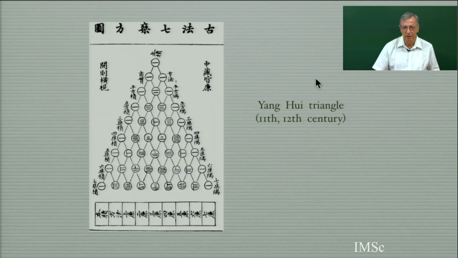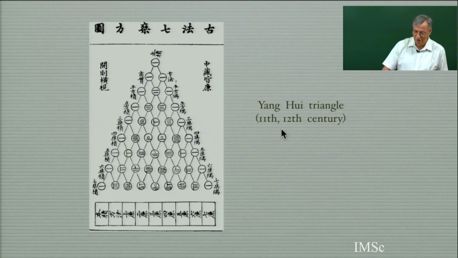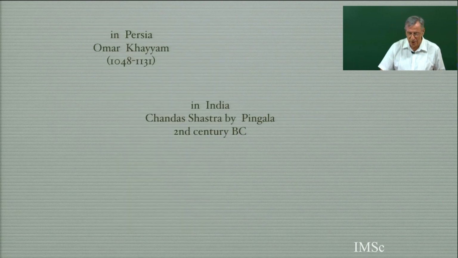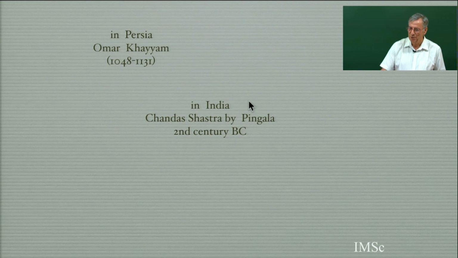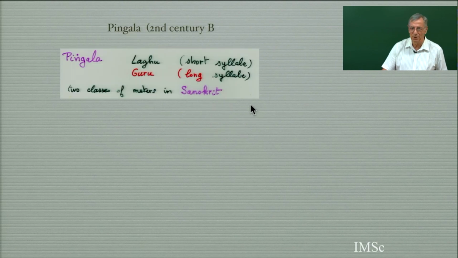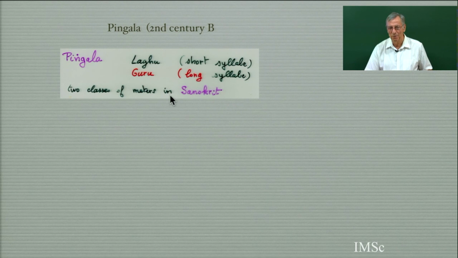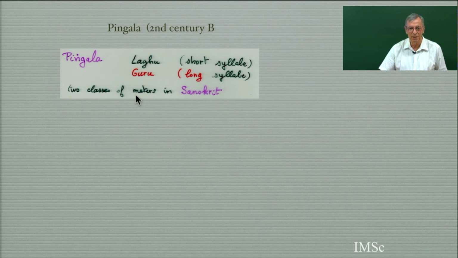I say so-called Pascal triangle because in China it was known much before Pascal, or even in Persia, and also in India. Pingala was much earlier, more than 2,000 years ago. Pingala has some binomial coefficients, and it was related to the grammar of Sanskrit, where there are short syllables and long syllables, laghu and guru.